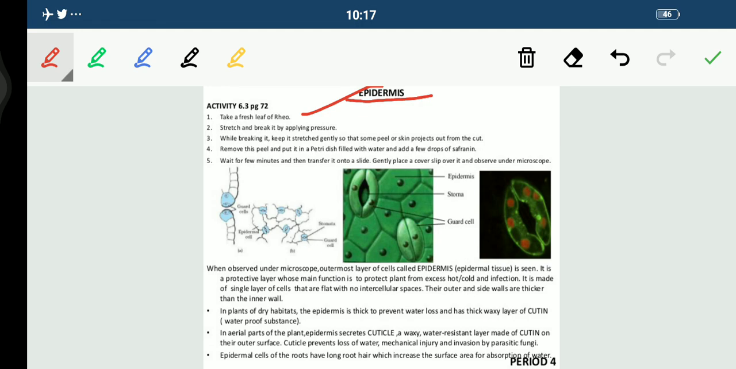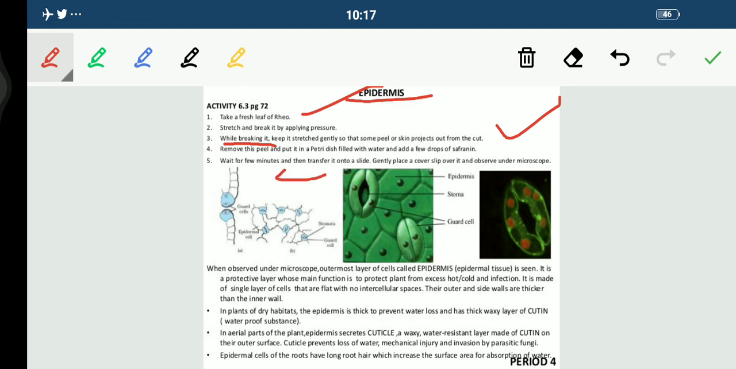Remember one thing, students, third point: while breaking it, keep it stretched gently so that some peel or skin projects out from the cut. Now remove that peel, just like we did in the onion peel experiment, students. You might have done this in your 8th or 7th standard. And then put it into a petri dish.